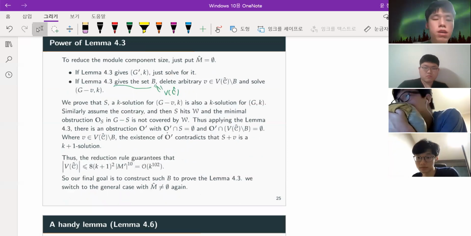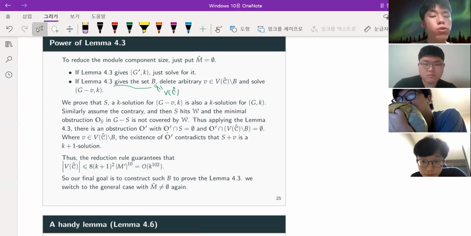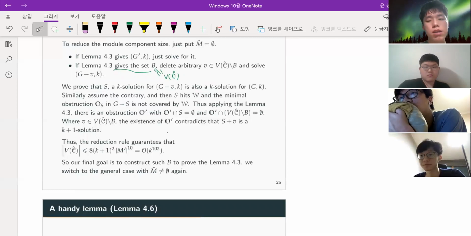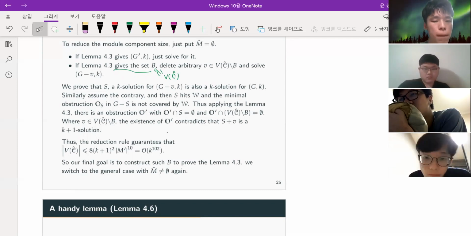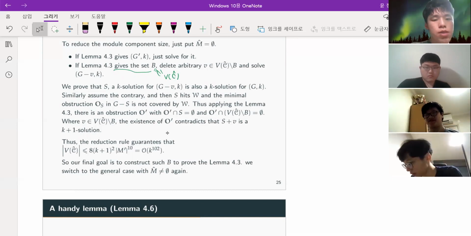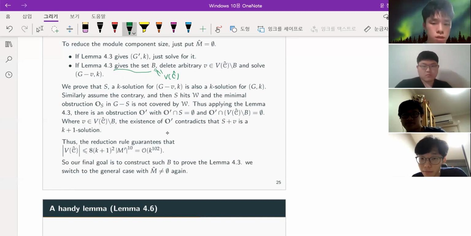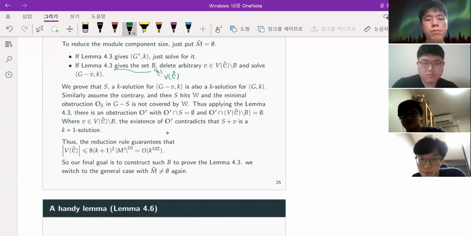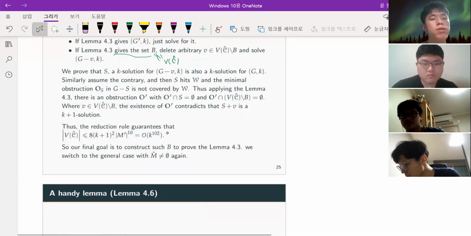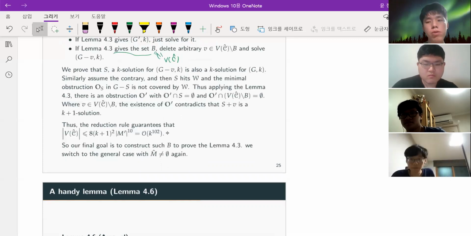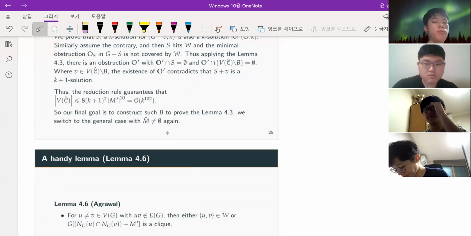To prove the validity, we just need to verify that a k solution S for G minus V with k is also a k solution for G with k. Assume the contrary: S hits W, since V does not belong to W, and the minimal obstruction is not covered by W. So by lemma 4.3, there is another obstruction. And this contradicts that S with V is a k plus 1 solution, since O prime is wholly disjoint from S plus V. Thus, the reduction rule guarantees that the number of vertices and module components are bounded by a polynomial of k. So our final goal is to construct such a B to verify lemma 4.3.